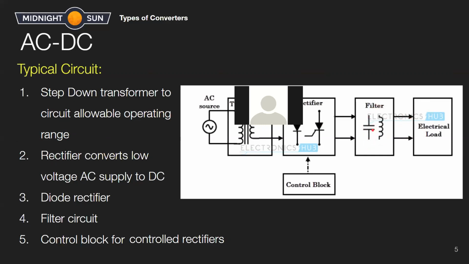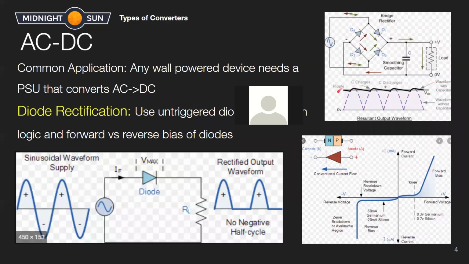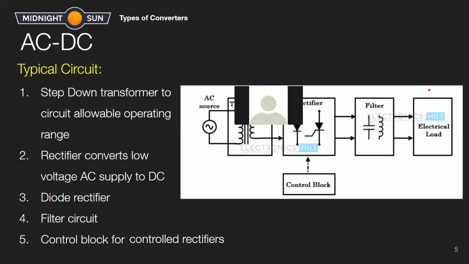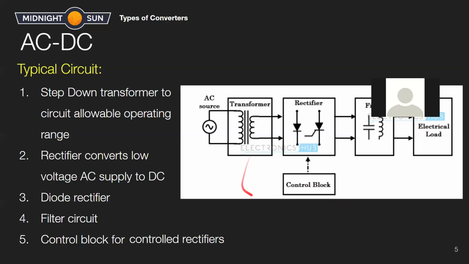These filter circuits use both caps and inductors, which are temporary energy storage devices. So they really smoothen out that curve, because when we are decreasing in amplitude from our oscillating signal, they have been charging, and then they let out their energy back into the circuit. So we get that ripple we saw on the last page, which is what we're aiming for. And then, of course, we have the electrical load. The only difference is that more sophisticated AC-DC converters will also have a control block for controlled rectifiers.